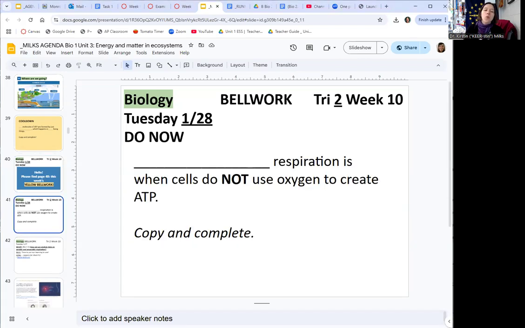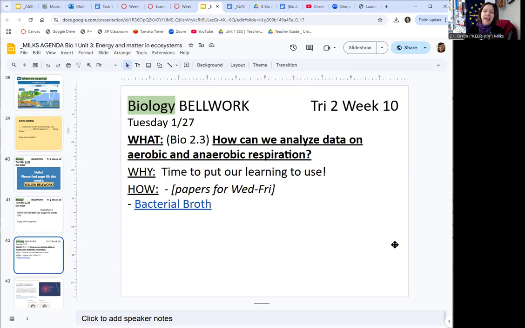And what is the name of the type of respiration when cells do not use oxygen to create ATP? Remember, we learned about it last time. What is it if they don't use oxygen? If you don't remember, look back at yesterday's assignment. Today, we're thinking about data on aerobic and anaerobic respiration because we're going to put our learning to use.